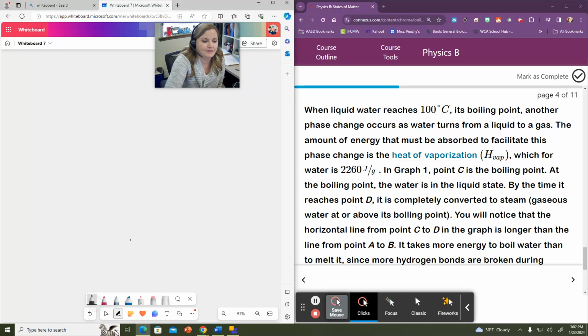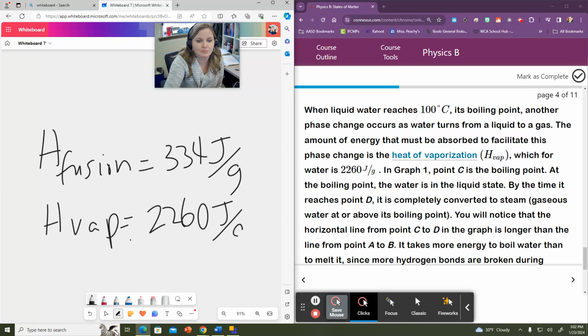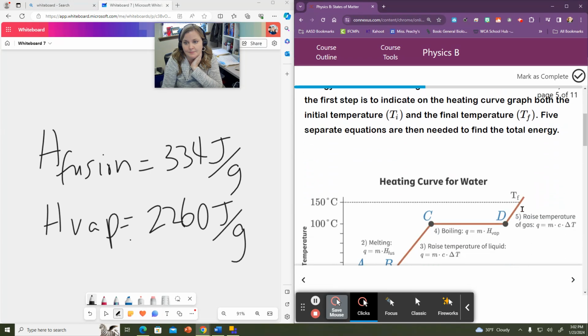So the heat of fusion is 334 joules per gram. And the heat of vaporization is 2,260 joules per gram. So it's going to take more energy to vaporize stuff. And it's the same process otherwise that we did before.